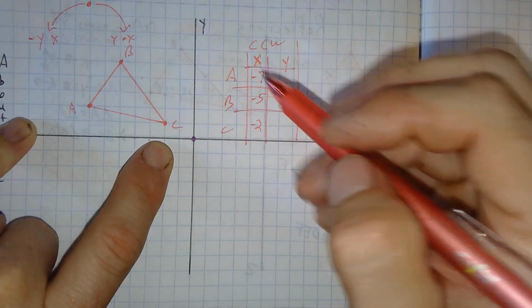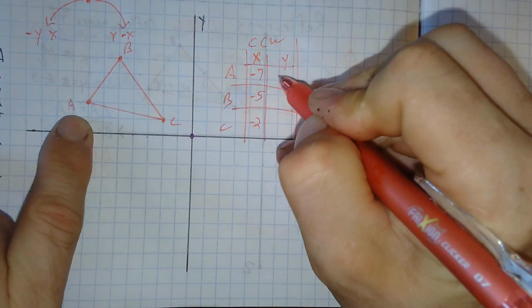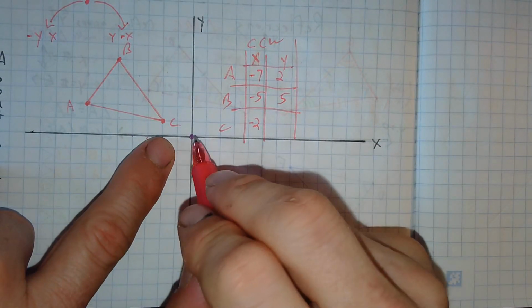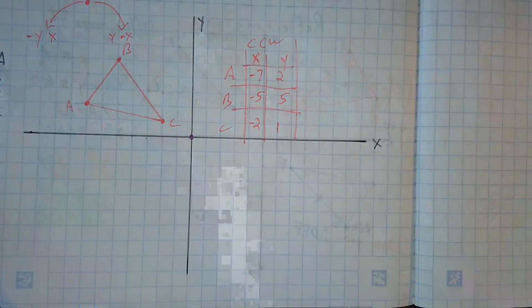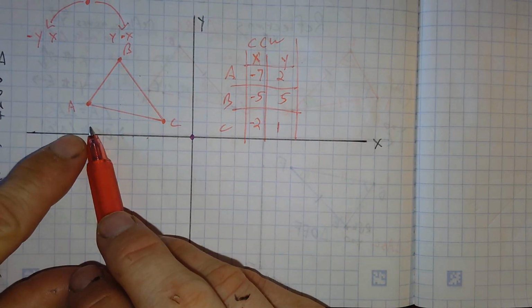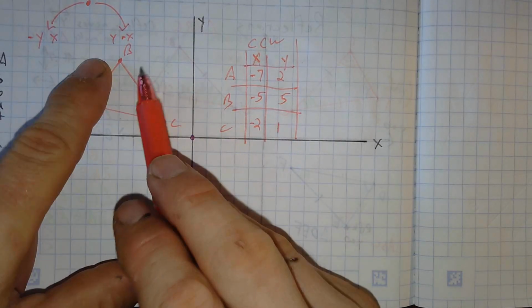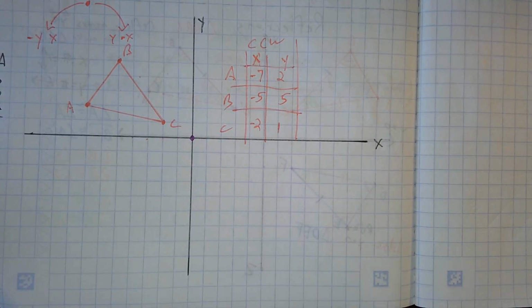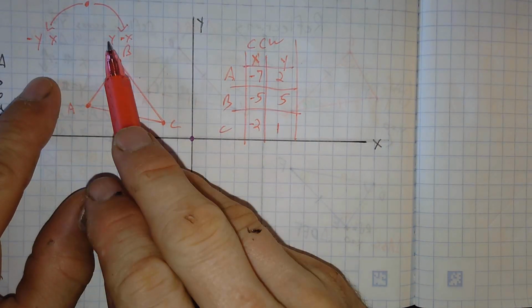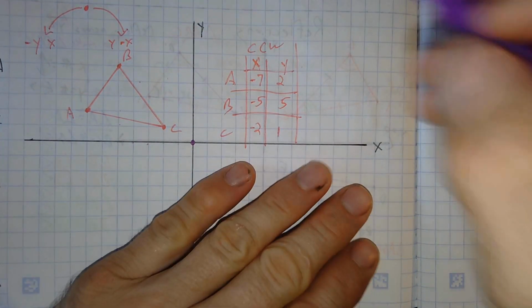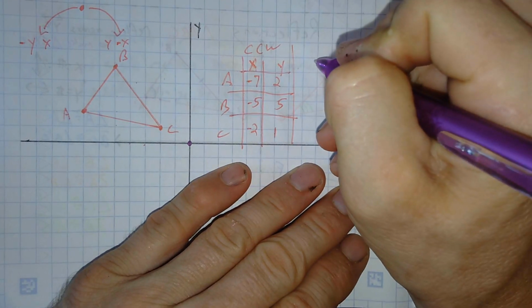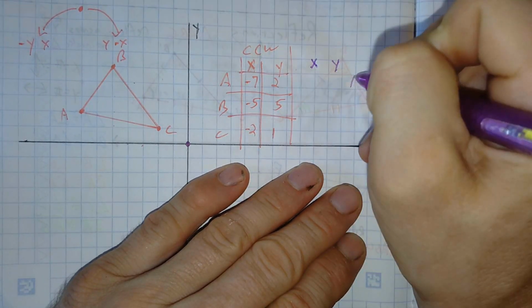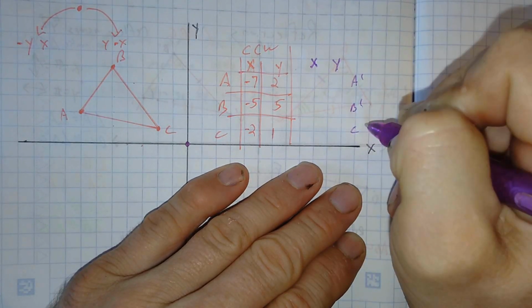All right, and now let's look at the Y's. A is up 2. B is 1, 2, 3, 4, 5. And C is up 1. All right, so those are all my points. -7 and 2 for A, -5 and 5 for B, and -2 and 1 for C. Just make sure you're checking that right every time. Now I'm going to rotate each one of these points using this rule here. Okay, so that's going to be my new X and my new Y for A prime, B prime, and C prime.